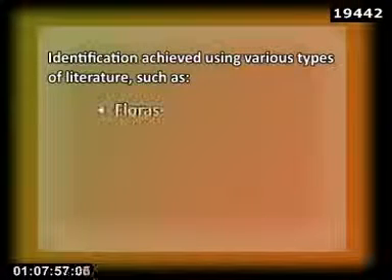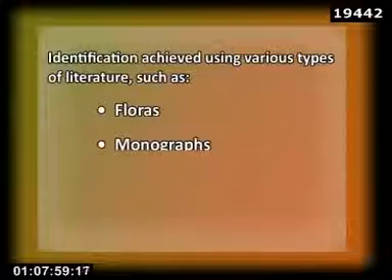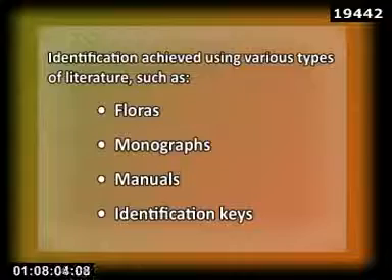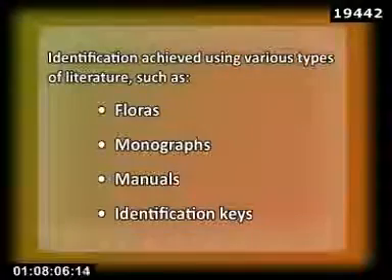This may be achieved by visiting a herbarium and comparing unknown specimens with the duly identified specimens stored in the herbarium. Alternatively, the specimen may also be sent to an expert in the field who can help in its identification. Identification can also be achieved by using various types of literature such as floras, monographs or manuals, and making use of identification keys provided in these sorts of literature.